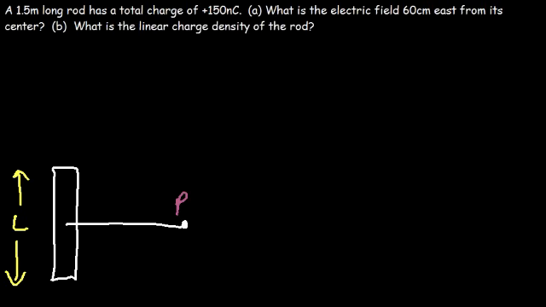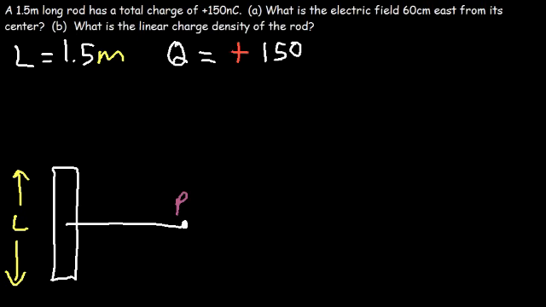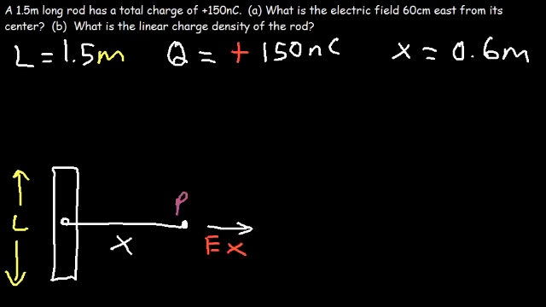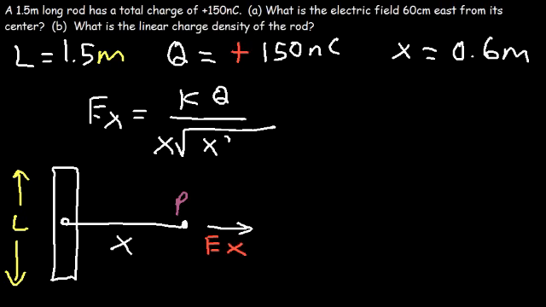So first, let's make a list of the information that we have. L is 1.5 meters. Q, the total charge, is positive 150 nanocoulombs. X, the distance between the center and a point of interest in which we wish to calculate the electric field directed in the x direction, is equal to 60 centimeters, which is 0.6 meters if you divide by 100. To calculate the electric field in the x direction, we can use the equation kq divided by x times the square root of x squared plus a squared.